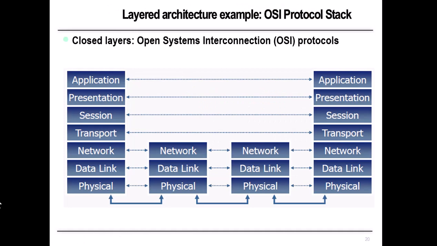This is another example, the OSI model. We have 7 layers here: application layer, presentation layer, session layer, transport layer, network layer, data link layer, and physical layer. Each layer has a unique responsibility, and data passes from application to presentation, from presentation to session, session to transport, network layer, data link layer, and physical, and each layer has a set of unique characteristics and protocols.